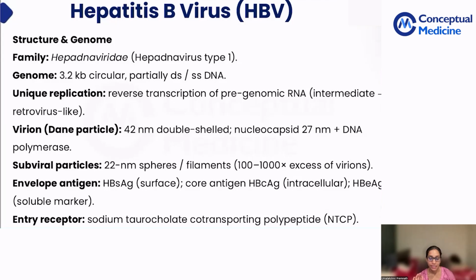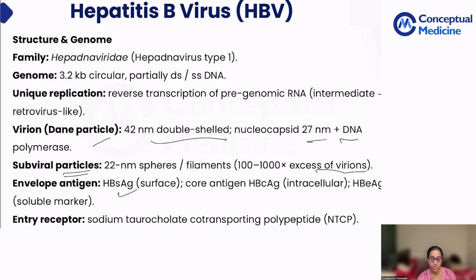Basically, they come as 3 particles. One is spherical, and you have the filamentous 22 nanometer. And you have the 42 nanometer Dane particle, double shelled, with a 27 nanometer nucleocapsid plus the DNA polymerase, whereas the subviral particles are just excess of virions, so they contain only HBsAg. Then you have the envelope antigen.